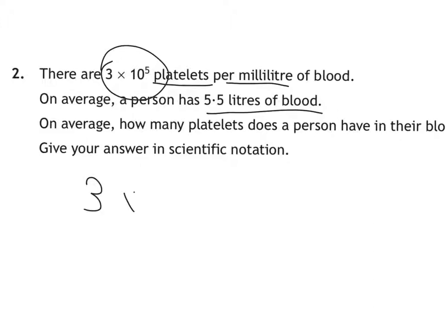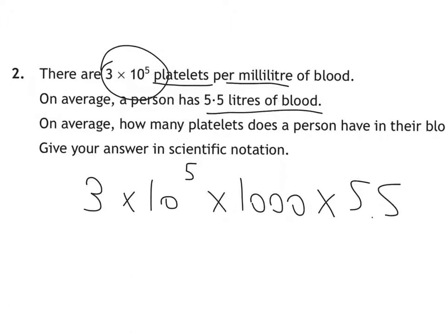So there's 3 times 10 to the 5 per milliliter. So for a litre, that's 1,000 millilitres. And there's 5.5 litres, so multiply that at the end by 5.5. So that will give me 165 with 7 zeros.